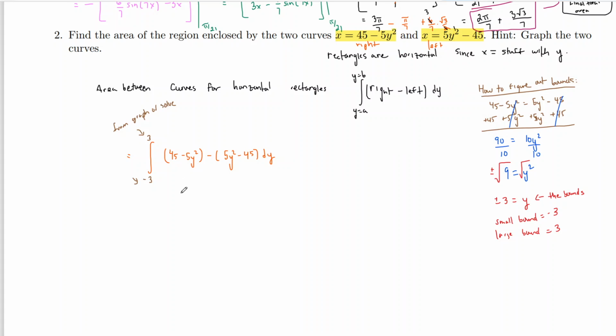All right, so with that, we have everything set up. Once we have the area set up, and this is the only integral we have to do for this problem, we just integrate. So we got -3 to 3. Distribute the minus here. We don't need the parentheses in the first one because there's nothing to distribute. So we got 45 minus 5y squared. Distribute the minus sign. We got minus 5y squared plus 45.